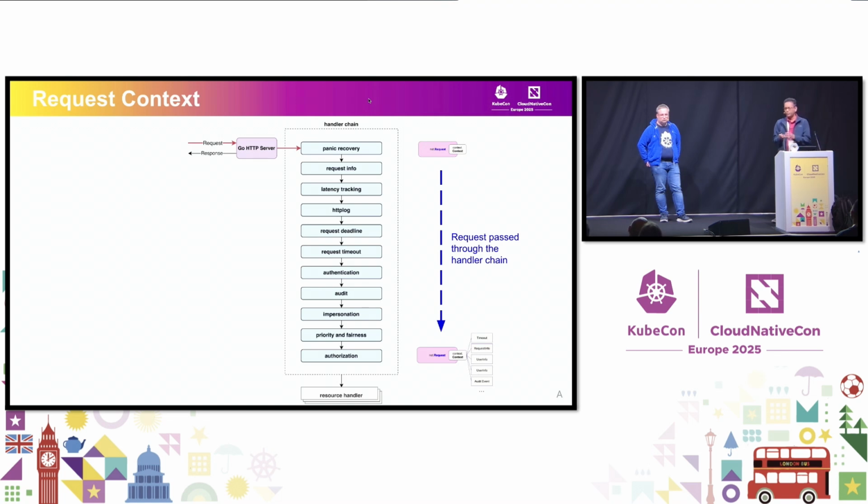When the first handler receives the request, the context is bare minimum. It has no deadline. It has a cancellation signal prepared by the HTTP server so that the server can abort the request on any error. As the request passes through the handler chain, the context gets populated with information like deadline, user information, request information, and audit events.